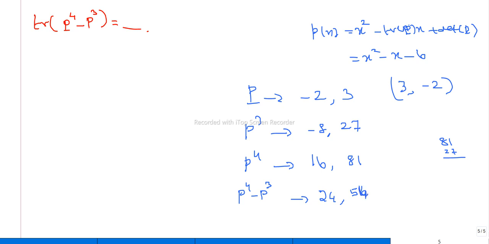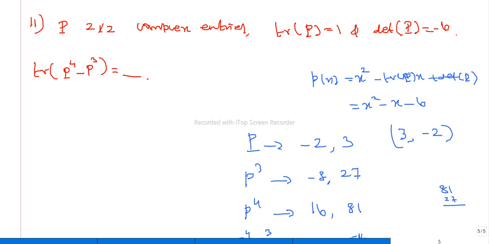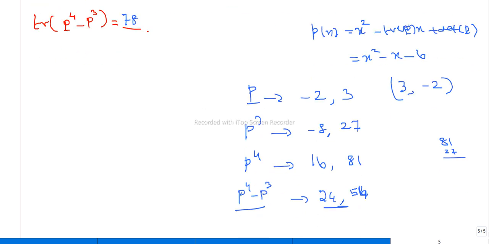Thank you. Now these are the eigenvalues of this matrix. Now we are asking for the trace. Just add these two, we get 78. 78 is the trace because it is the sum of the eigenvalues. Okay. So you try to find all the eigenvalues. If you know all the eigenvalues, we can easily find the answer.